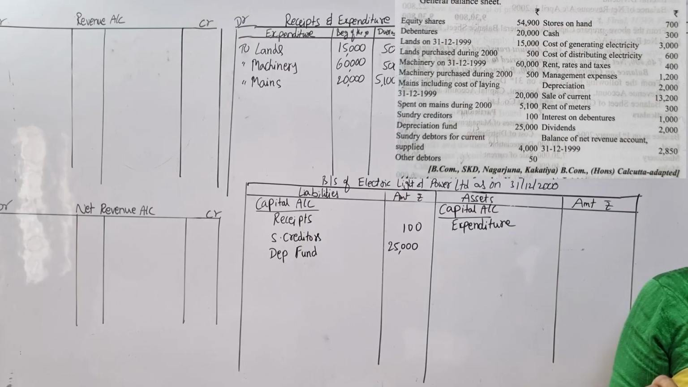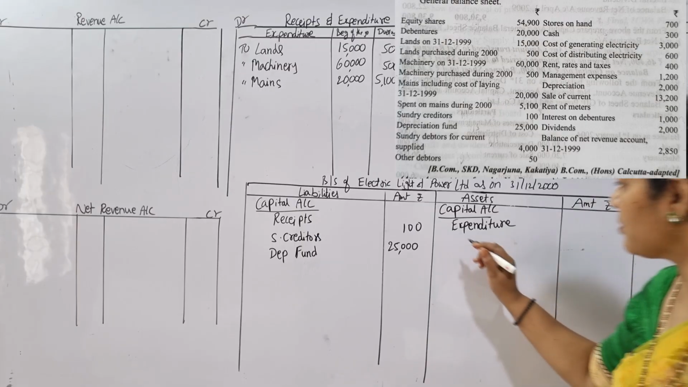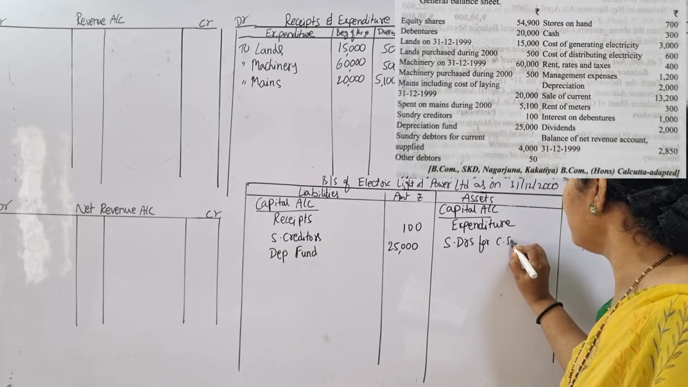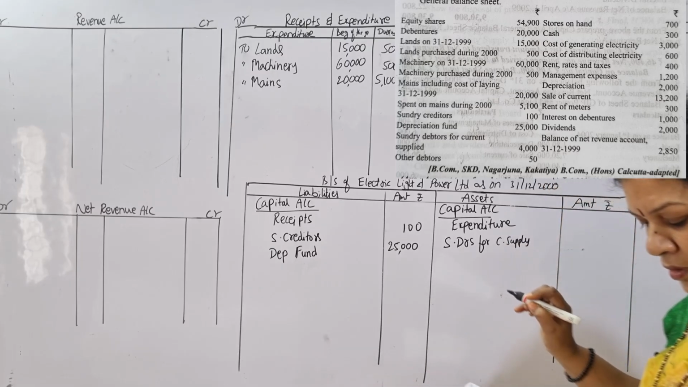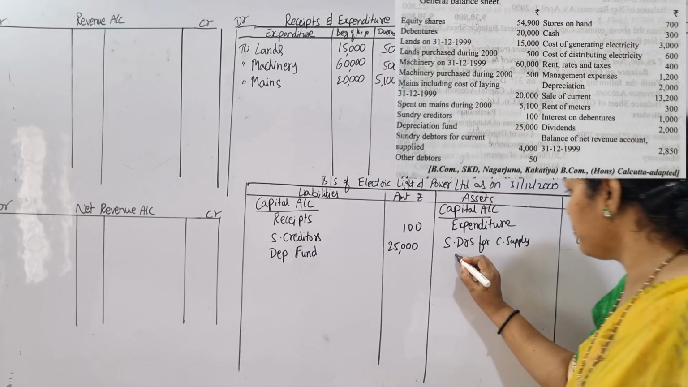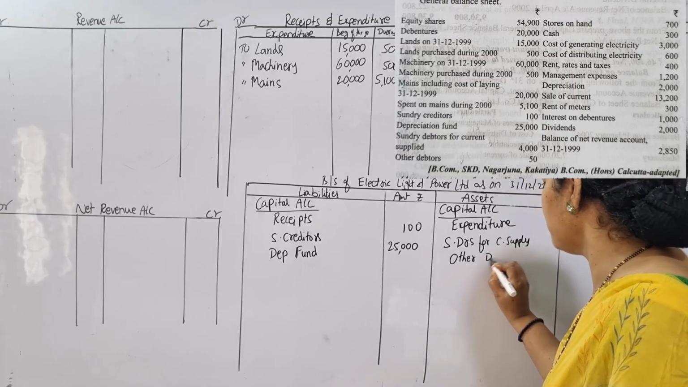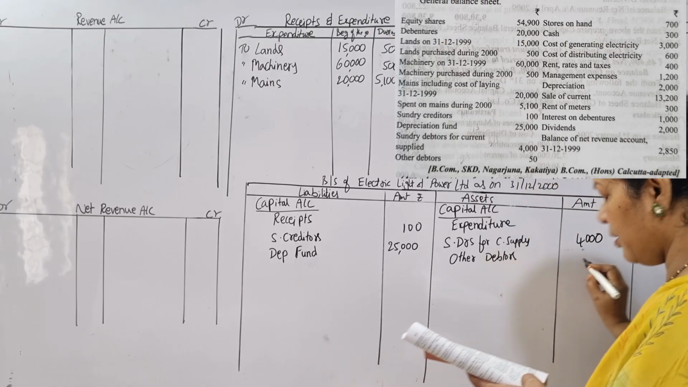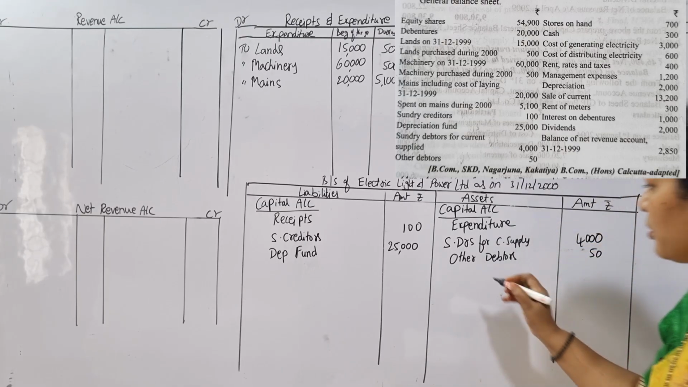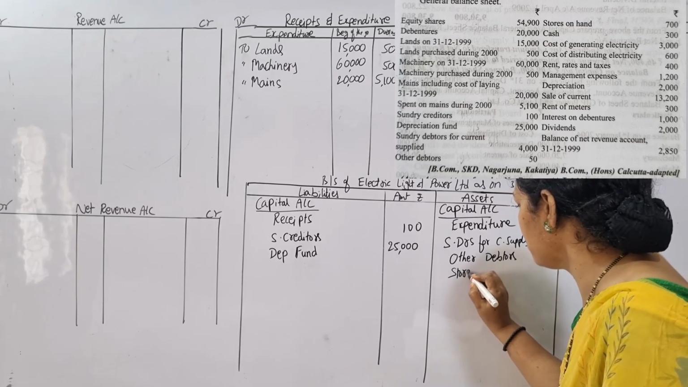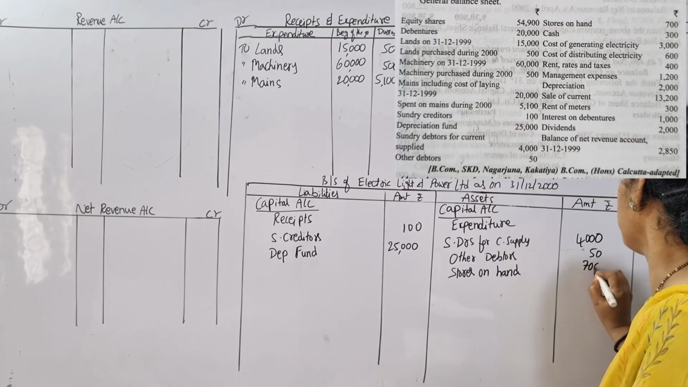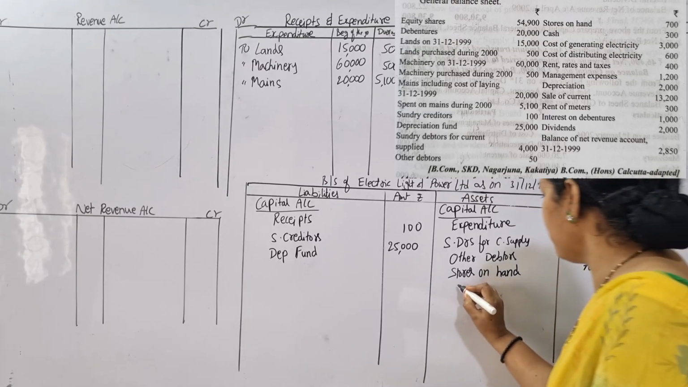Sundry debtors for current supplied. Sundry debtors, balance sheet asset. Sundry debtors for current supply, 4,000. Next, other debtors, balance sheet asset. Other debtors 50. Then stores on hand, balance sheet asset. Stores closing stock, stores on hand 700. Cash 300.